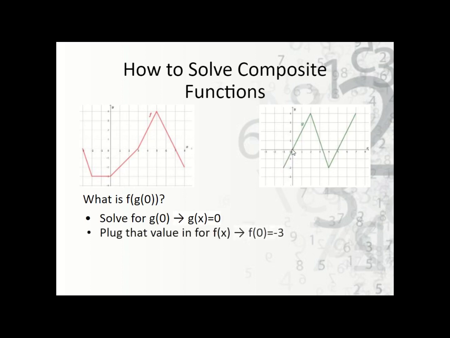So it's right there. Then we take that value and plug it in for f. So f of 0 is -3. So f of g of 0 is equal to -3.